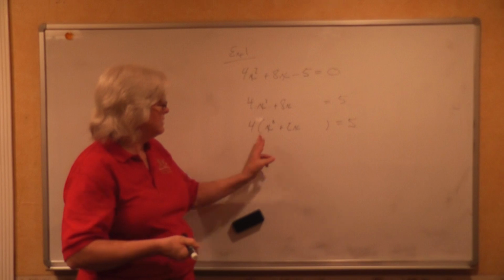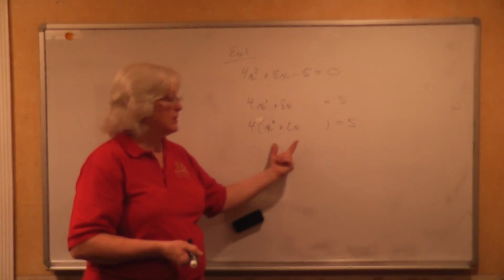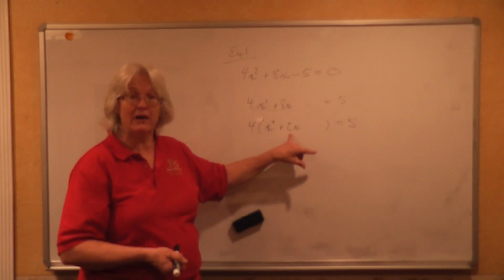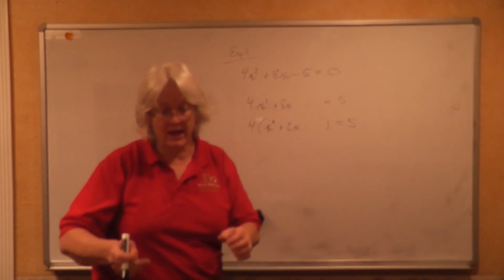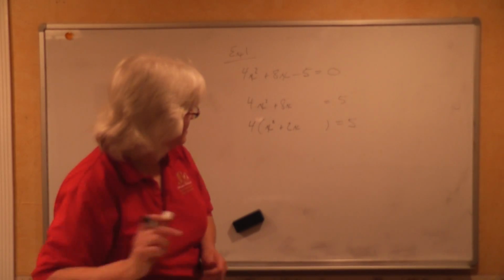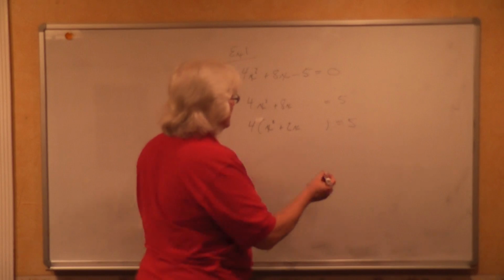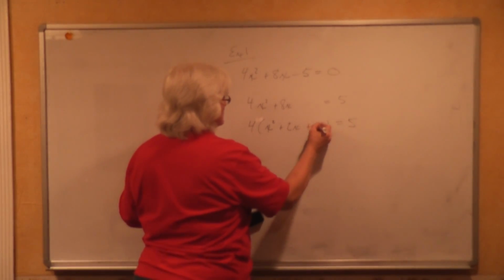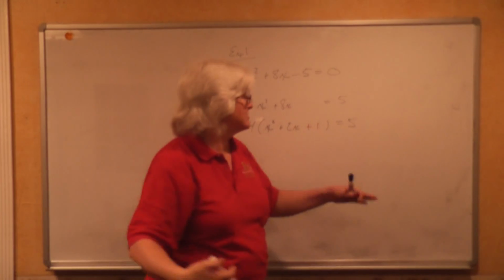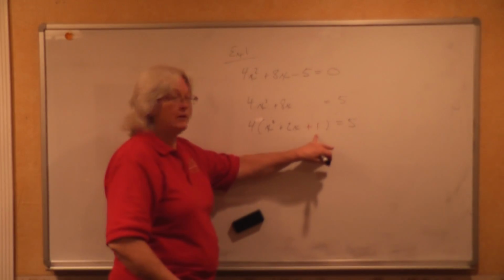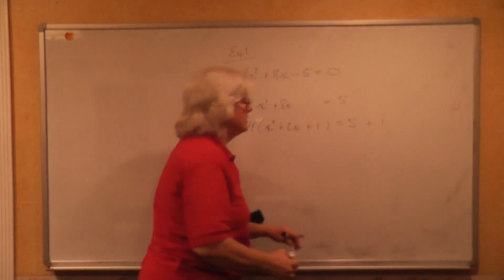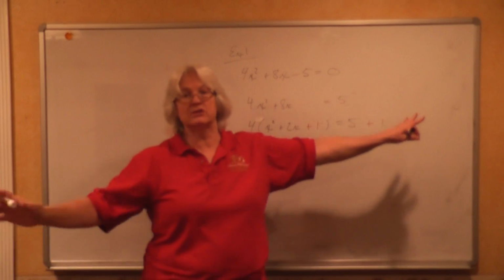Now, within the parentheses here, we have something that we can complete the square. So what is half of 2? Half of 2 is 1. 1 squared is 1. So we're going to add 1 to complete the square. Now we have to keep that equation in balance. So are we going to add a 1 over here? Is this what we do? Is our equation balanced? It's not.